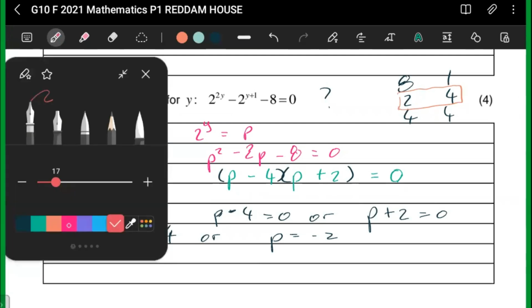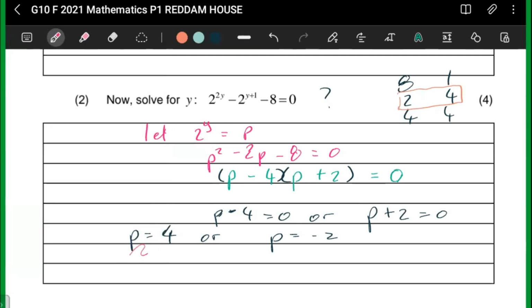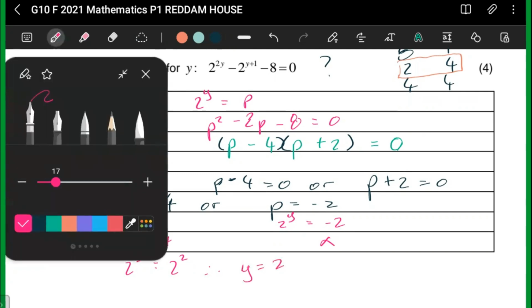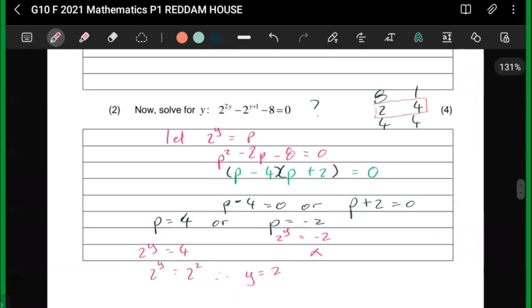So obviously what you can now just do is, you know that p is equal to 2 to the power of y. So you can solve for y. This one cannot go anywhere because there's no value of y that would give you a negative 2 as a result. This one, you already know that 4 is the same as 2 to the power of 2. So your y value here is equal to 2. There you go. And now you'll get your 4 marks.